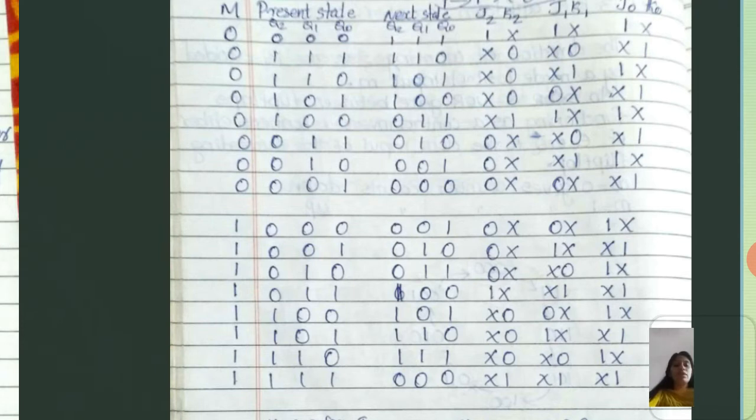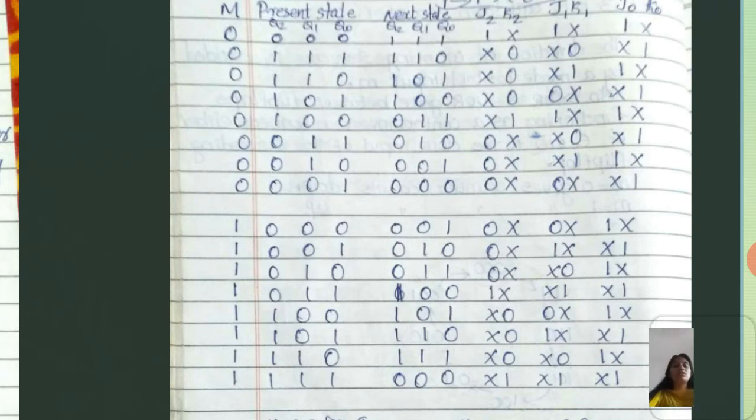You are at 101. Then the present state is 101 and you move to 100. Likewise, you fill up the rows until you get the next state as 000. This is the way of representing the down count combination. You can write it as simply as possible by looking at the state diagram.